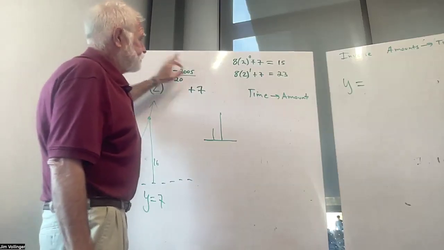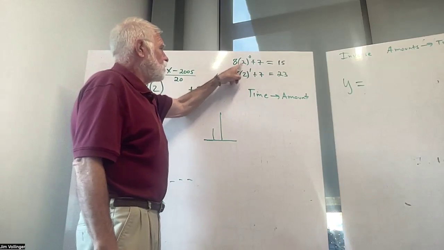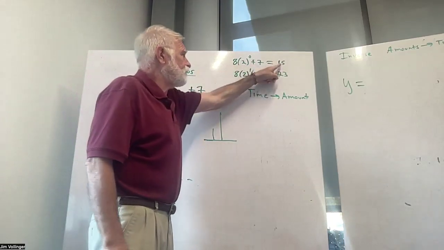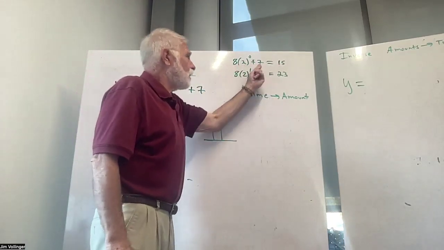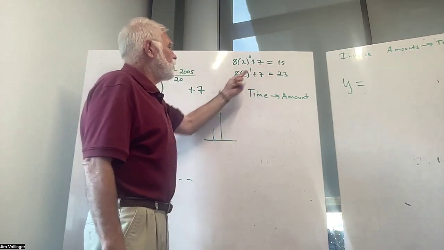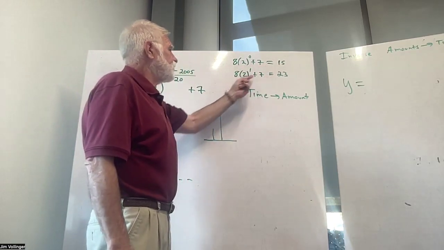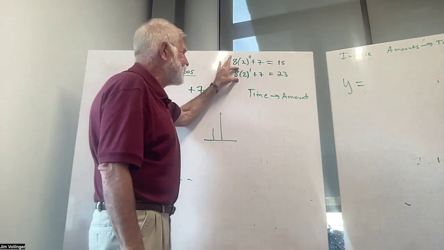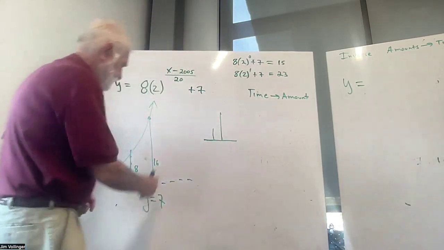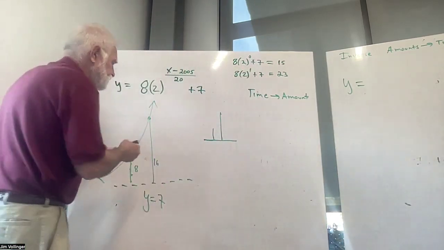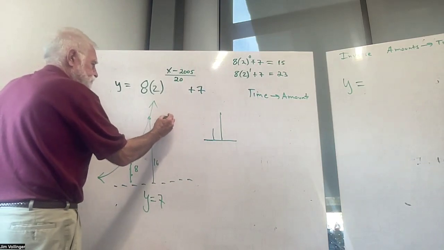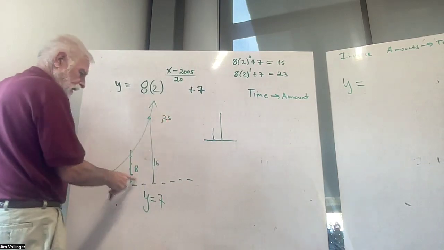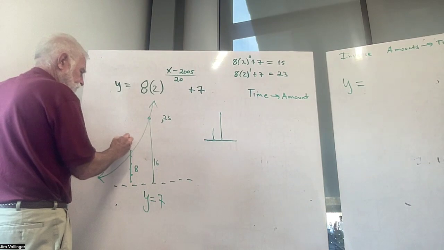0 and 1. So 2 to the 0 is 1. 1 times 8 is 8, plus 7 is 15. That's 8 units above 7. And 2 to the 1 is 2, times 8 is 16, plus 7, that's 16 above 7. 16 above 7 takes me to 23. And 8 above 7 takes me to 15.